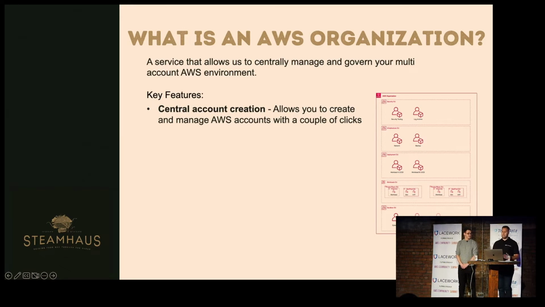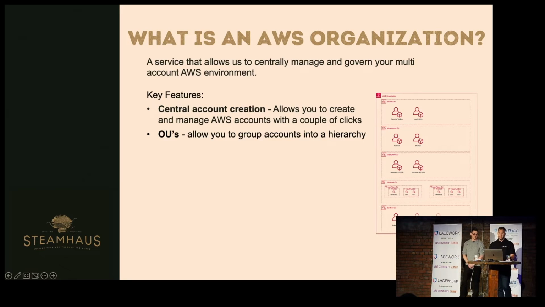So this allows us to, kind of self-explanatory, but Organizations allows us to create and manage our accounts with a couple of clicks in the console or via the Organizations APIs. Once we've created these accounts, it'd be nice if we could manage a hierarchy of them that conforms with our business structure. So we're able to do that via organizational units, or what are commonly known as OUs. OUs are, as I say, logical groupings of AWS accounts, allowing you to create that hierarchical structure within your environment. And then you can apply management controls to these OUs.